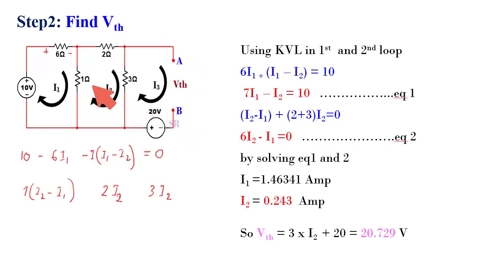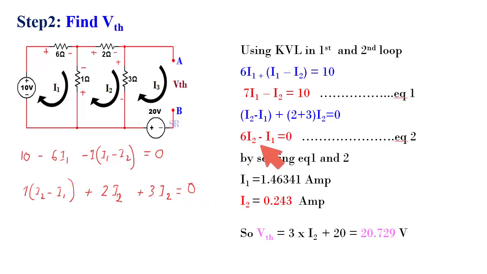Now what will be the polarity? I2 minus I1 is in the upward direction through this 1 ohm resistance, so this will be positive, this is negative. Here through this 2 ohm, current is flowing from left to right, so this is positive, this is negative. Similarly through this 3 ohm resistance, current is in the downward direction, so this is positive, this is negative. See here, all are in series, so all will be positive, and the summation of these 3 is equal to 0.